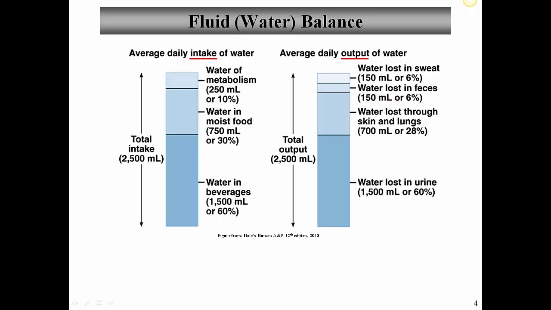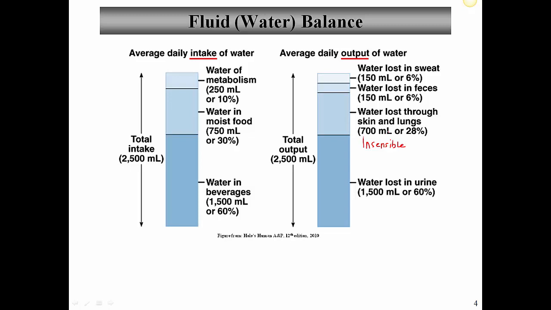We also have some water that's lost through the skin and the lungs. Now this is something that we don't see, and for that reason this is sometimes called insensible perspiration or insensible water loss. And we don't see it normally, but under special circumstances we can see it.